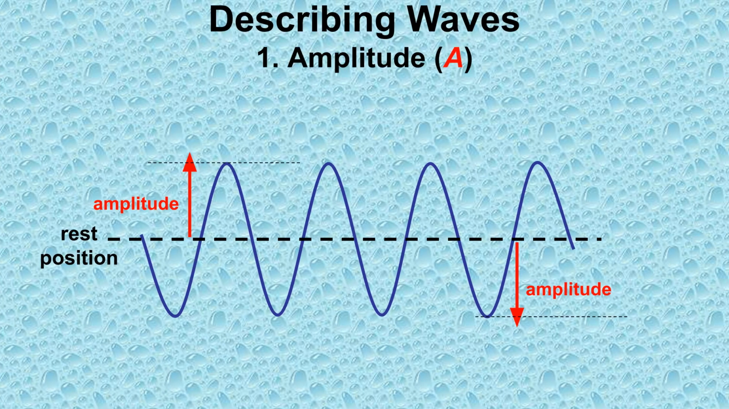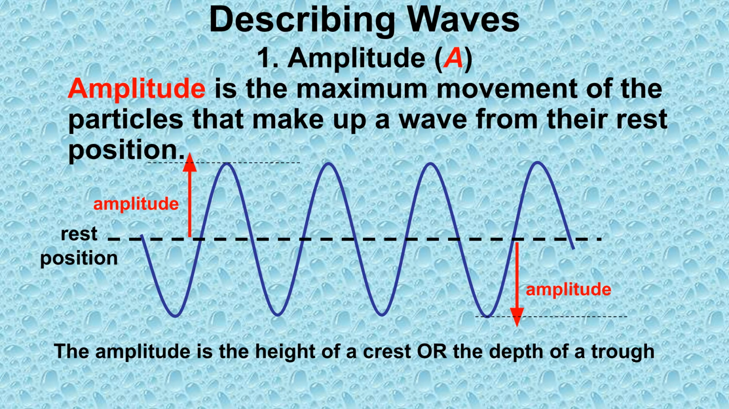The first property we will look at is amplitude, represented by A. Amplitude is the maximum movement of particles from their rest position. It is the height of a crest, or the depth of a trough.